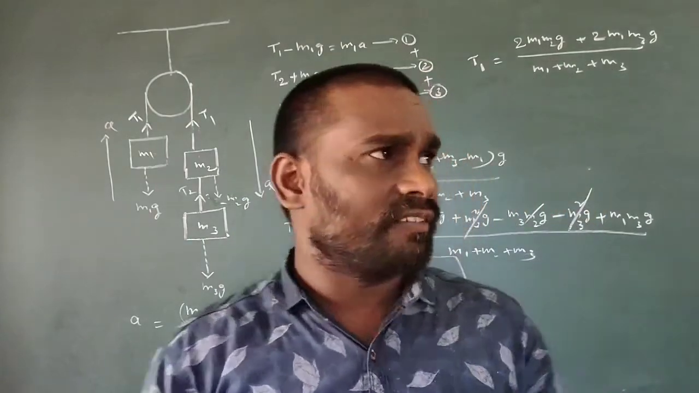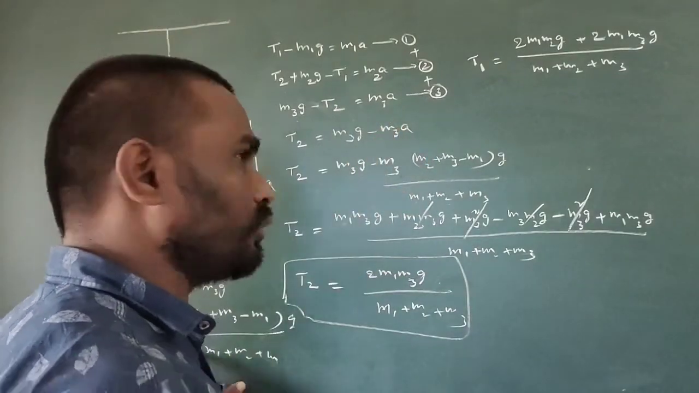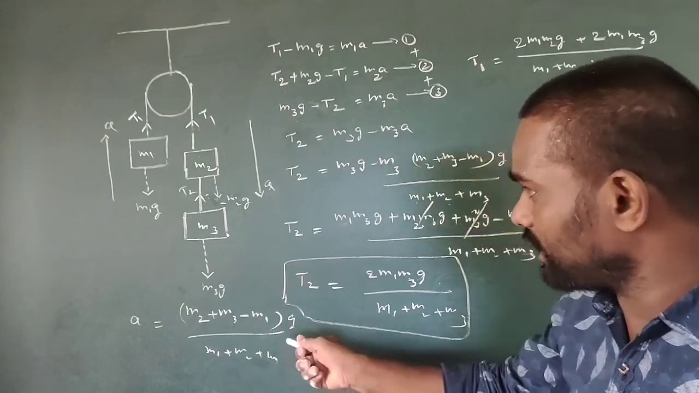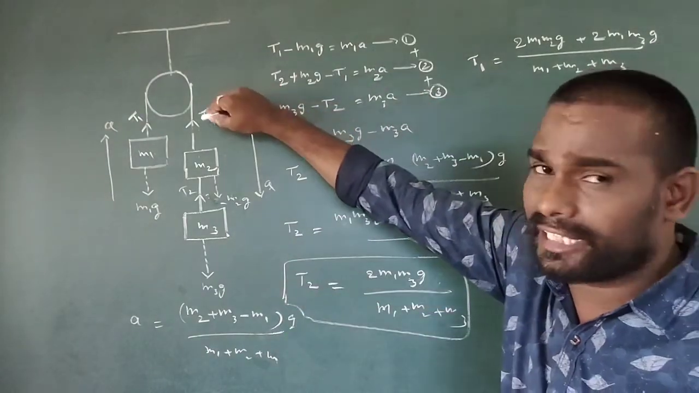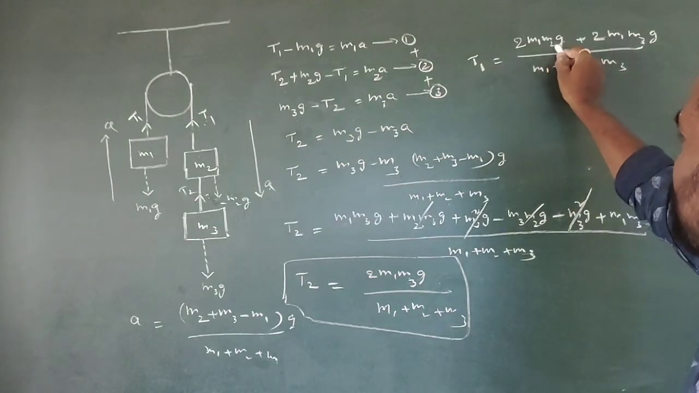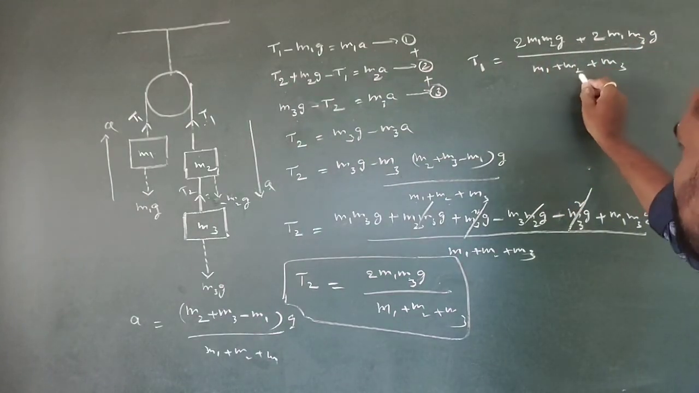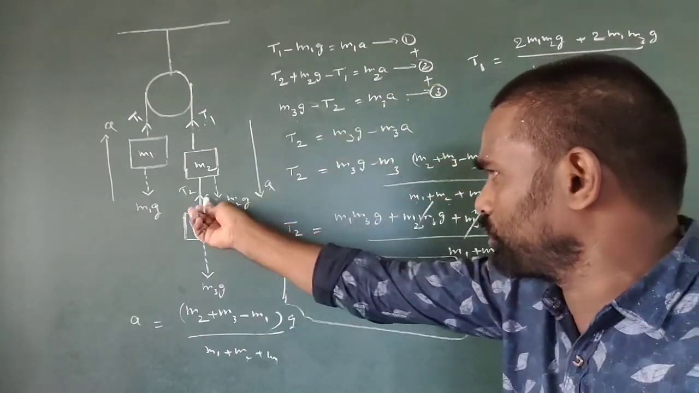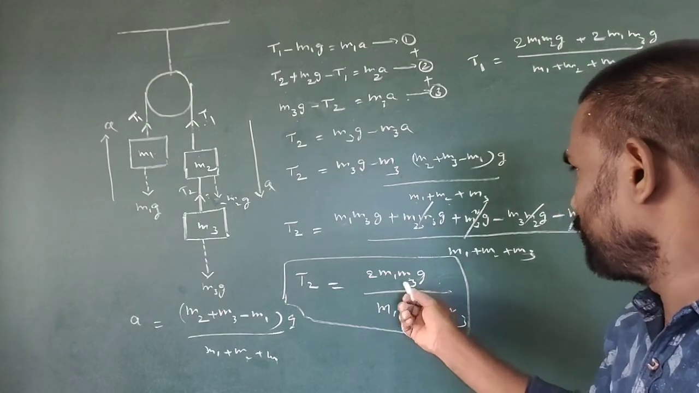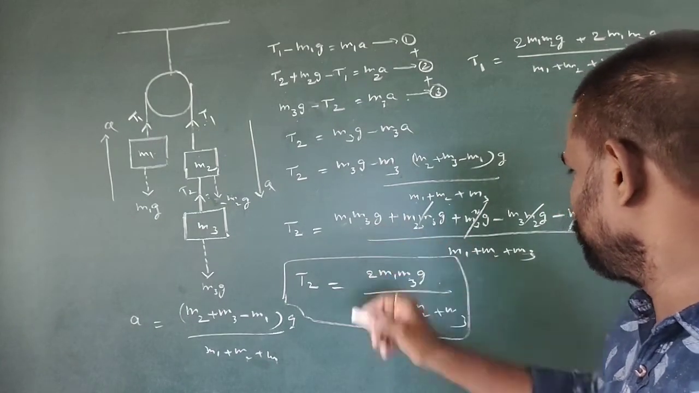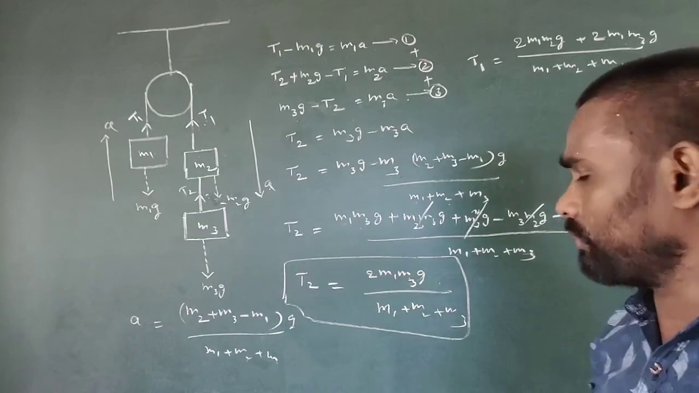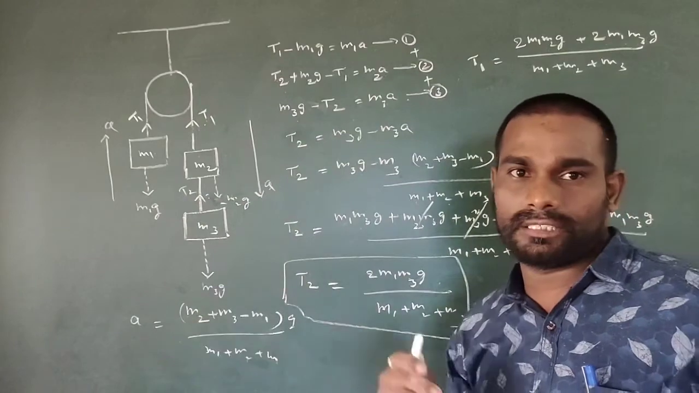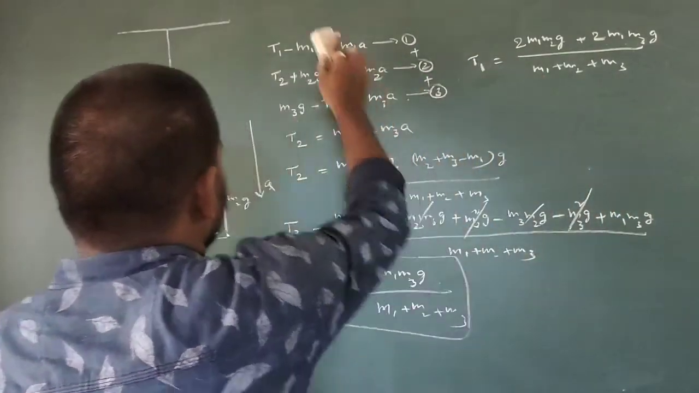Adding these three equations, we get the acceleration a equal to (m2 plus m3 minus m1) g by (m1 plus m2 plus m3). Substituting this acceleration into equation number 1, we get the tension force T1, which is equal to 2 m1m2g by m1 plus m2 plus m3. Substituting into equation number 3, we get the tension force T2, which is equal to 2 m1m3g by m1 plus m2 plus m3. This is the tension in the string T2. This is T1. This is the acceleration. Are all understood? Next.